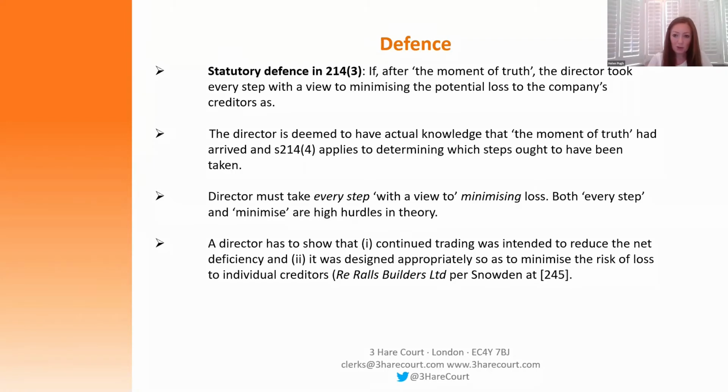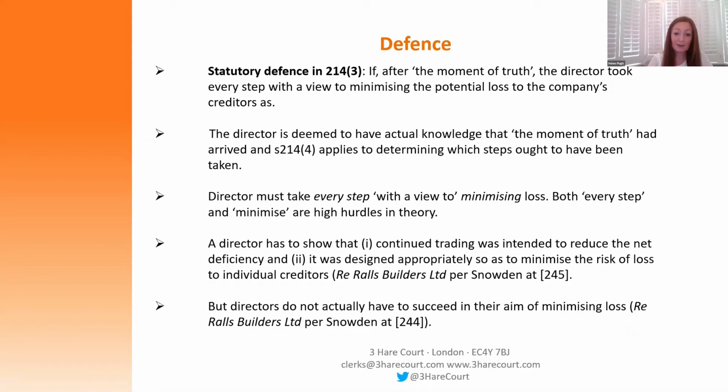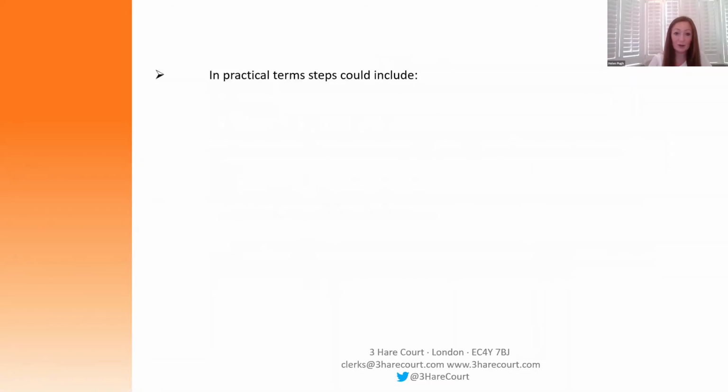Re Rouse, which we'll come on to again later, has also held that the director has to show two things: that continued trading was intended to reduce the net deficiency, and that it was designed appropriately to minimise the risk of loss to individual creditors. So it's not enough that a few creditors have their loss minimised if there's one particular creditor or a couple of creditors to whom the loss increases. The directors do not have to succeed in their aim of minimising loss. The test is whether they subjectively took every step with a view to minimising that loss.